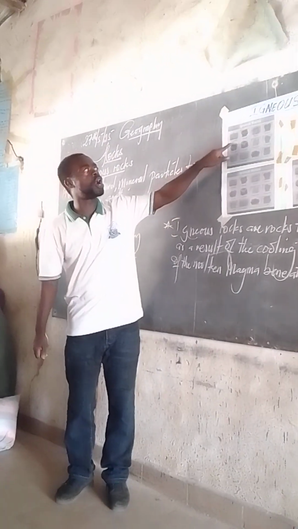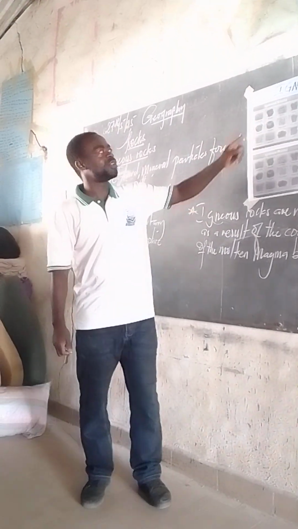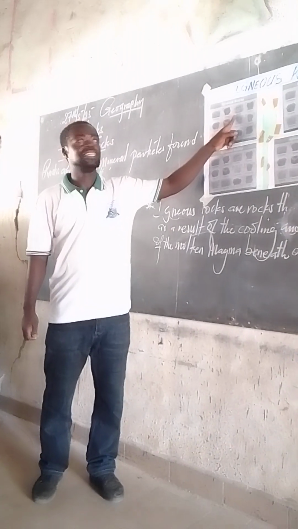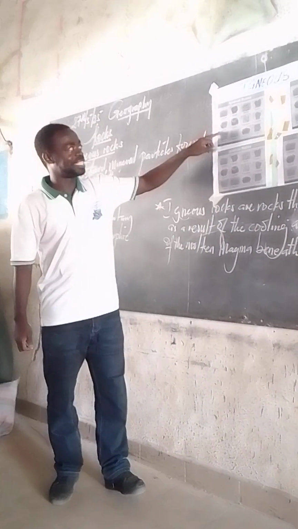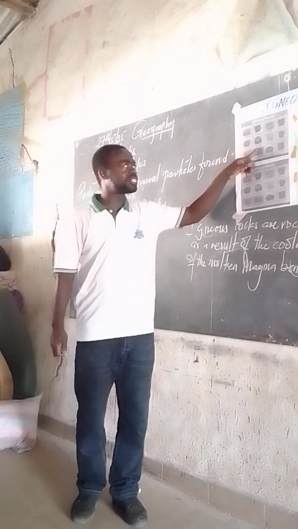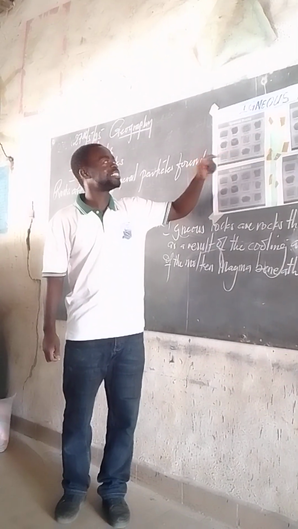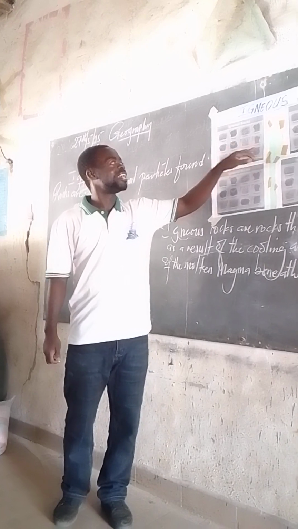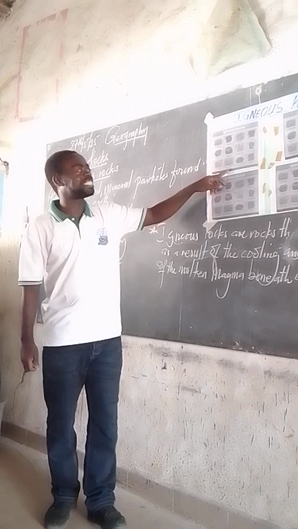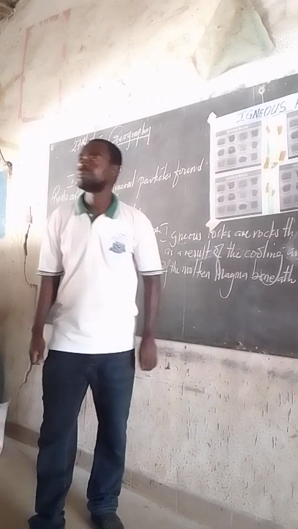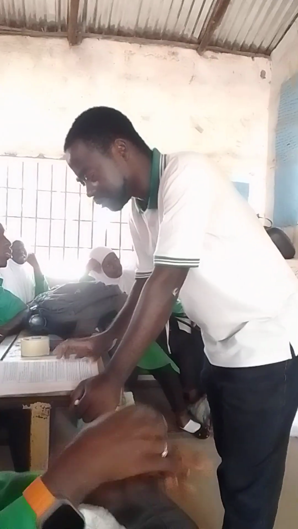Then we have another one here called andesite. All of you say andesite. Then we have diorite, gabbro, granite, obsidian, pegmatite, peridotite. Then you have pumice, rhyolite, slag, tuff. These are the different types of igneous rocks.